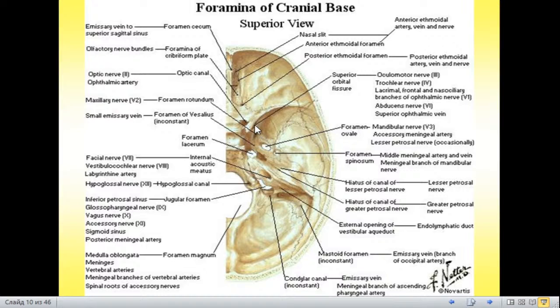Sixth cranial nerve, abducens nerve, exits through the superior orbital fissure. Then the seventh cranial nerve has a very complicated course. Actually, it moves via the facial canal. This canal begins at the bottom of the internal acoustic meatus and terminates in the stylomastoid foramen. Eighth cranial nerve passes through the internal acoustic meatus. Then 9, 10, 11 cranial nerves pass through the jugular foramen, and the hypoglossal nerve passes through the hypoglossal canal.